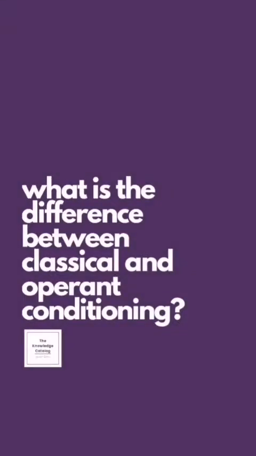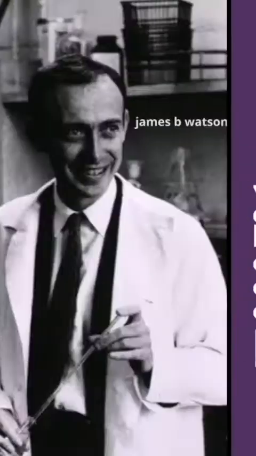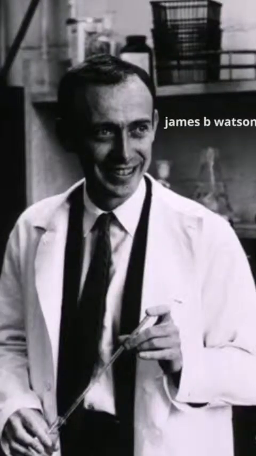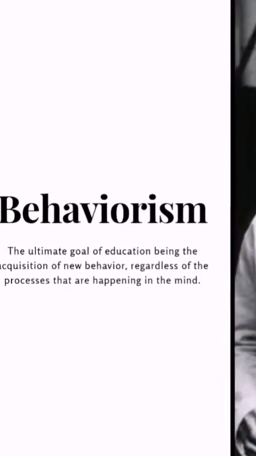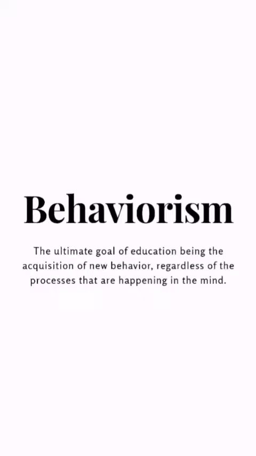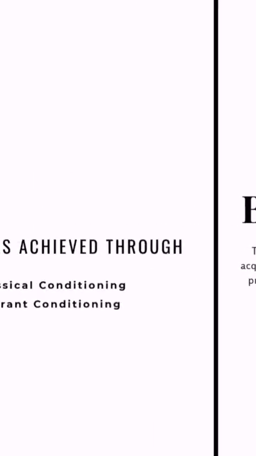Welcome to Knowledge Catalog, and in this video we are going to try and see what is the difference between classical and operant conditioning. One thing is for sure, these two theories support James B. Watson's idea of education, which is behaviorism, in which the ultimate goal of education is the acquisition of new behavior regardless of the processes that are happening in the mind, because those are the major concerns of cognitivists, not behaviorists.